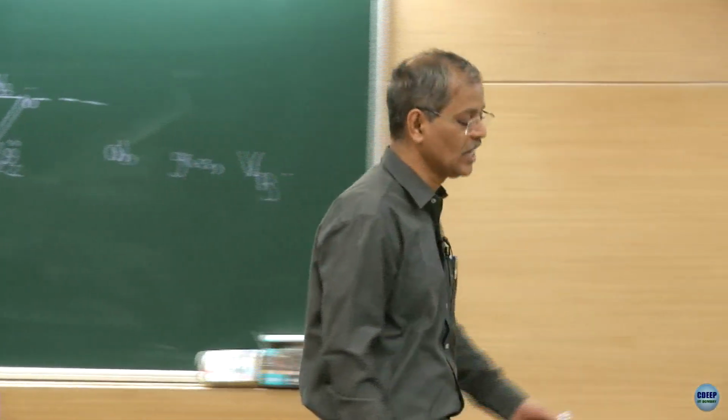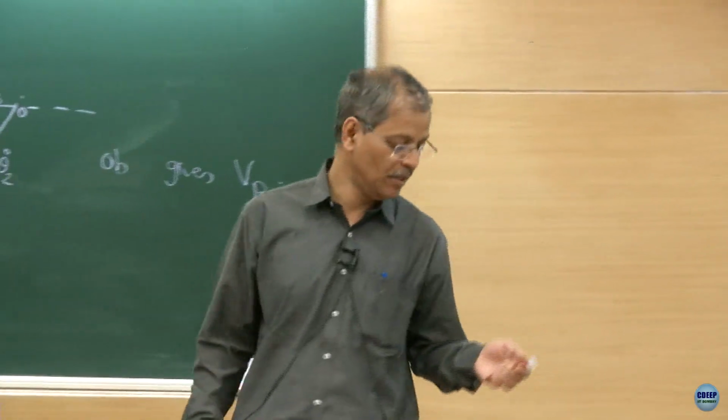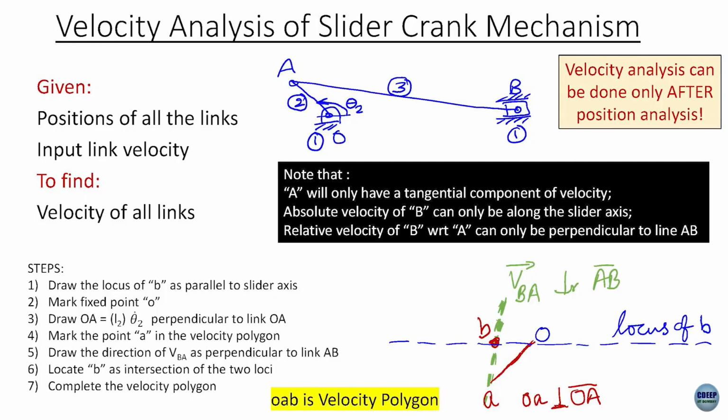So this is how you would do velocity analysis, but you will notice that I could not have done this velocity analysis directly. So always remember, velocity analysis can be done only after position analysis, because you are asking me to draw this perpendicular to OA, this perpendicular to AB and all that. I will know that only after I have done position analysis.